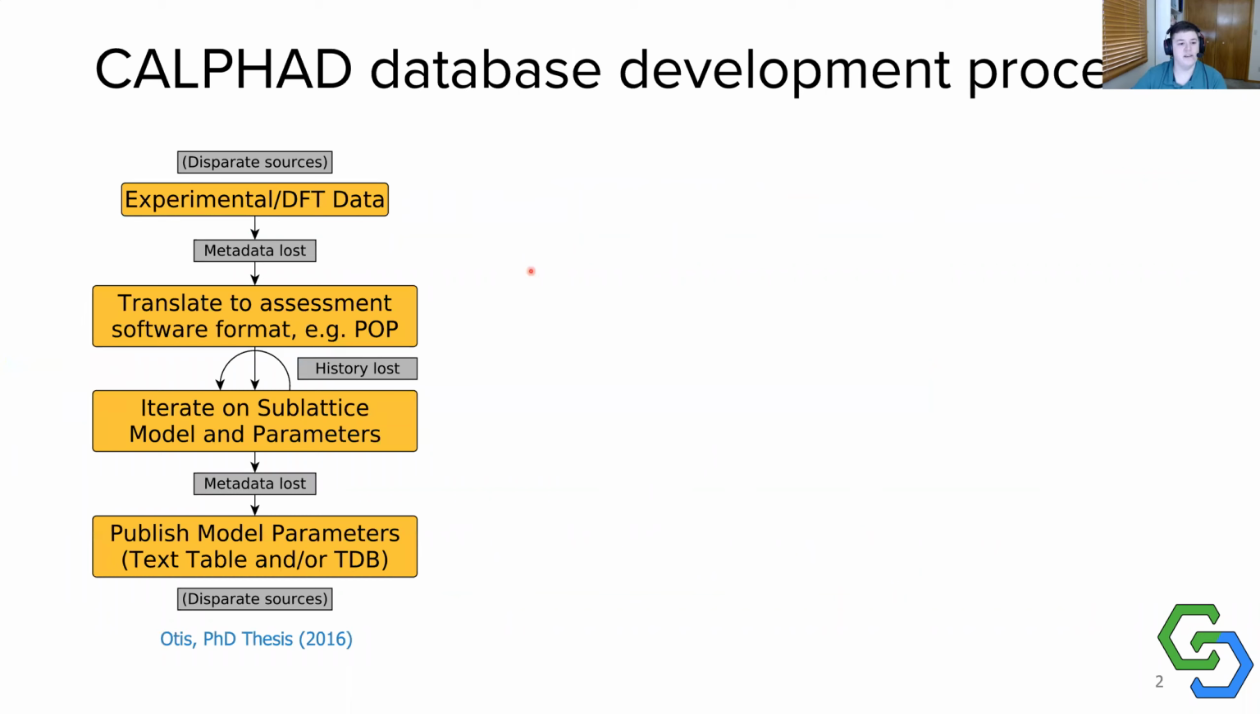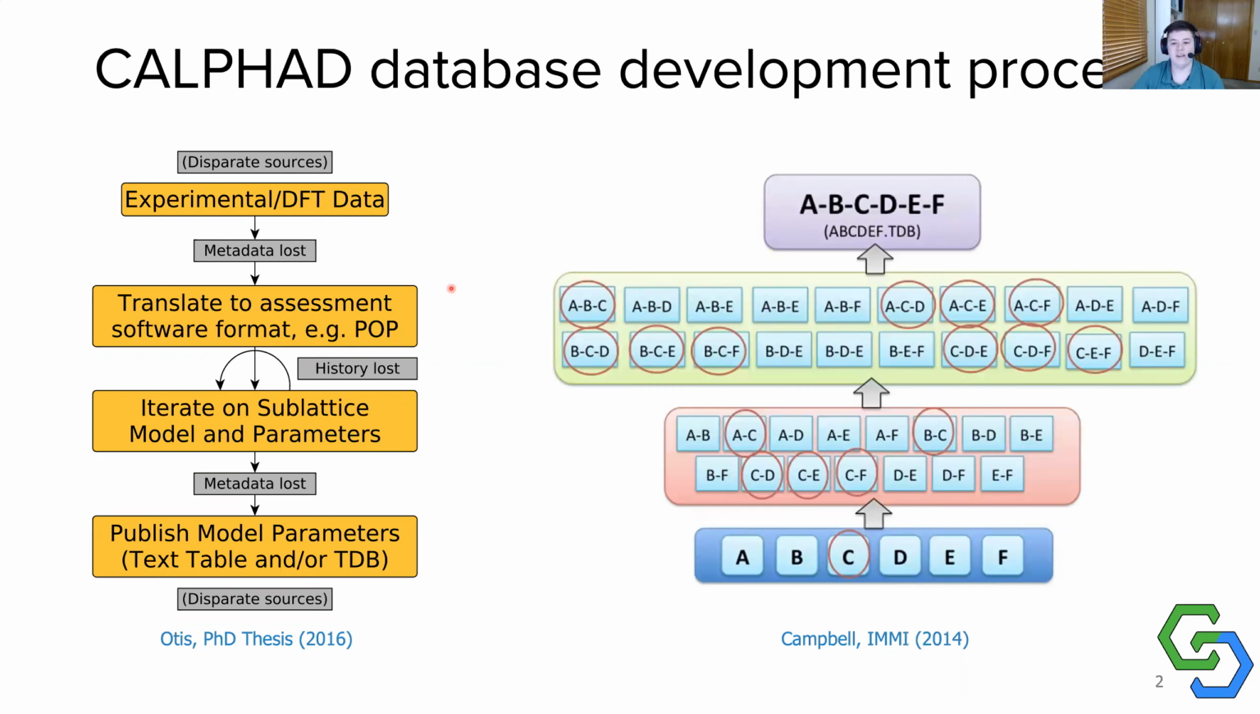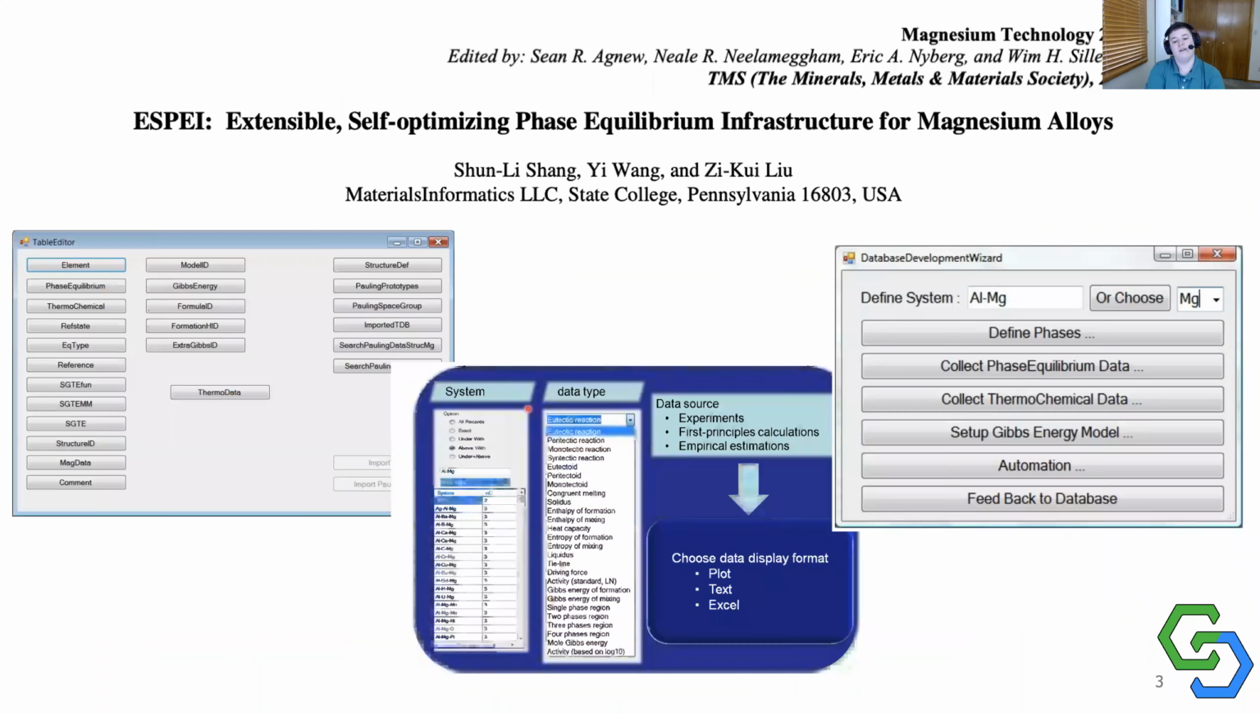Again, we saw this yesterday. One of the challenges with database development is that you are trying to wrangle all this data and then transform it to whatever assessment format you have, then actually do the assessment and then publish it, and all the way through you're potentially losing some information about the historical aspects of the data or calculation that you're using. This problem becomes exacerbated when we realize we want to modify a description of a system that we already have. This is the problem that we're going to try to address through this software called ESPEI.